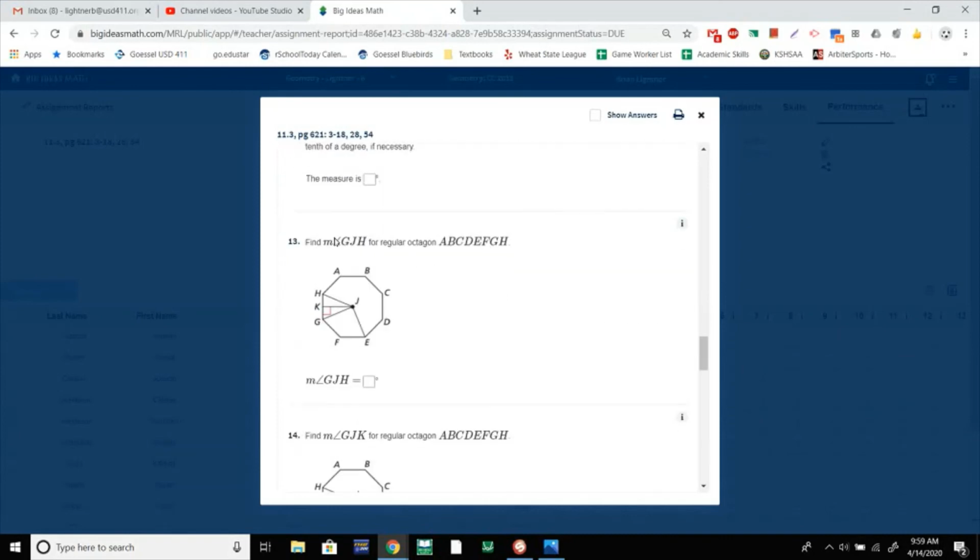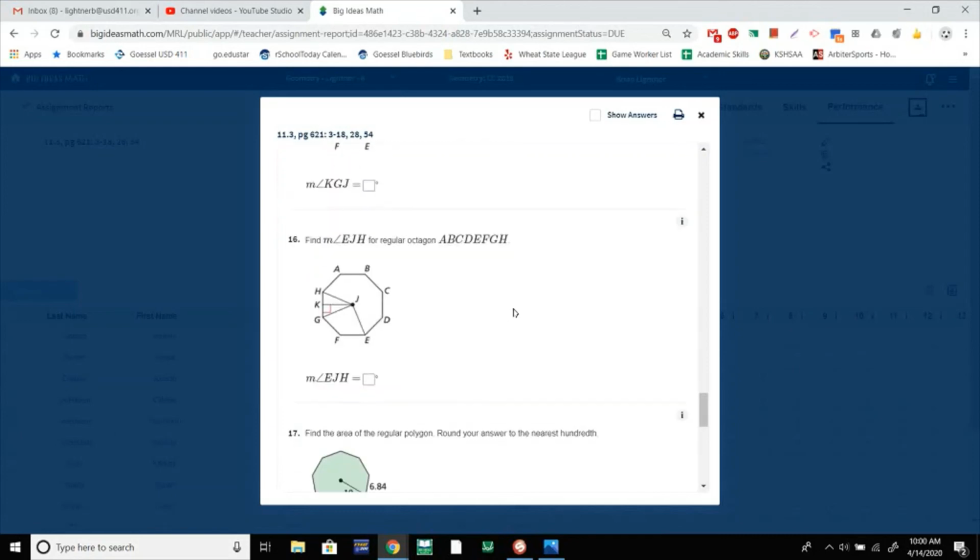Here we go. Find the measure of GJH. GJH, that's a central angle. GJK, that's half the central angle. KJG, okay, there's that right triangle. You have to find that half the central angle, and then you're going to find that one.